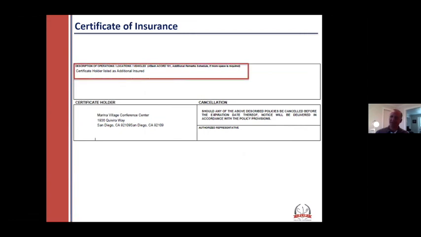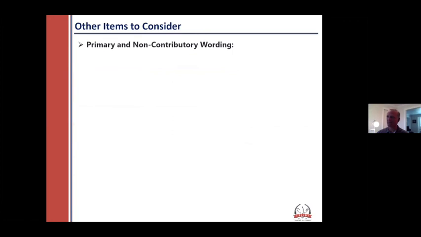Here's where it says the certificate holder is listed as additional insured. And then here is your certificate holder down there. If up here it didn't have it listed as additional insured, you're just a certificate holder, so there's no teeth there. So you want to make sure that you get the additional insured listed there and they send you the endorsement with it and that it gets signed. It's always good to have a signed certificate of insurance.